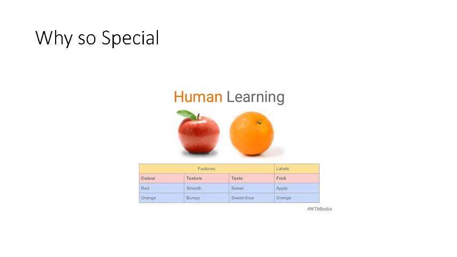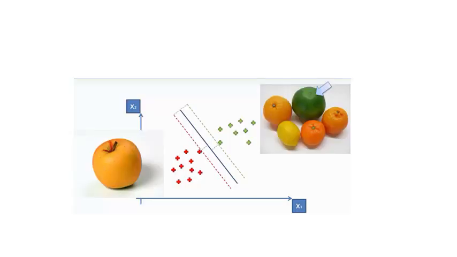So if I say that the color is red, the texture is smooth and the taste is sweet, I can say that it's an apple. And if the color is orange, the texture is bumpy and the taste is sweet and sour, I can say it's an orange. From this human learning we can understand this. Now, if I get this kind of color of an apple, or this kind of color of an orange, this may also be possible.